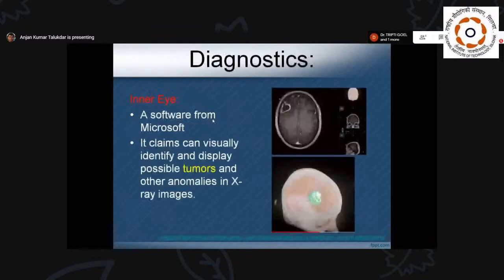First, diagnostics. One software called InnerEye is produced by Microsoft, and it claims that it can visually identify and display possible tumors and other anomalies in X-ray images. For example, you can see this portion, this white boundary portion. Actually, there is a tumor there.